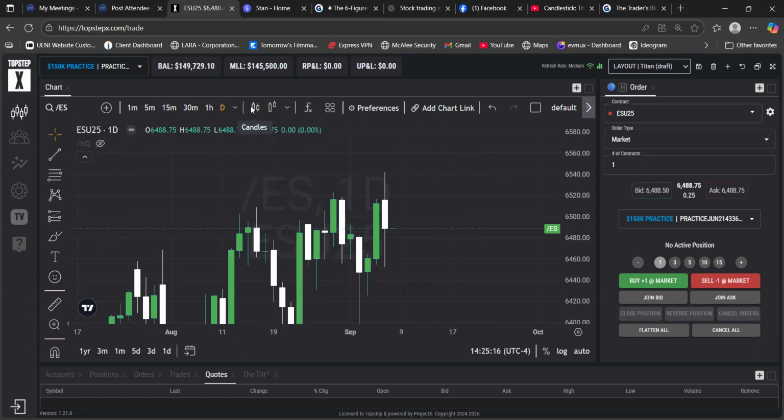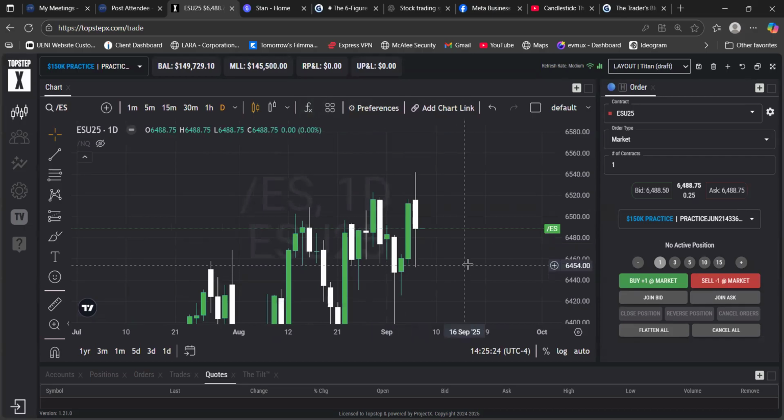We're going to show you the candles. I got the regular candles. I got the Heikin-Ashi candles. We're going to show you how to add your indicators and all of that other cool stuff.